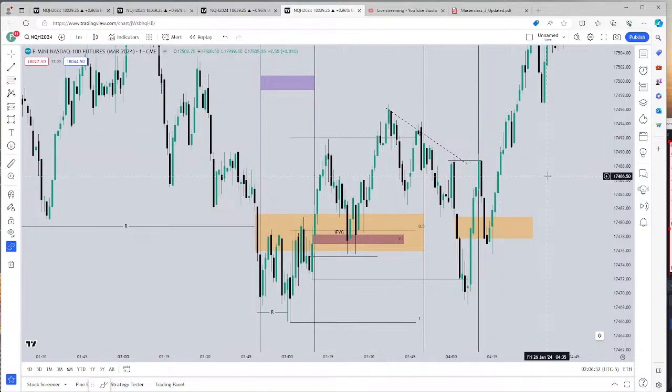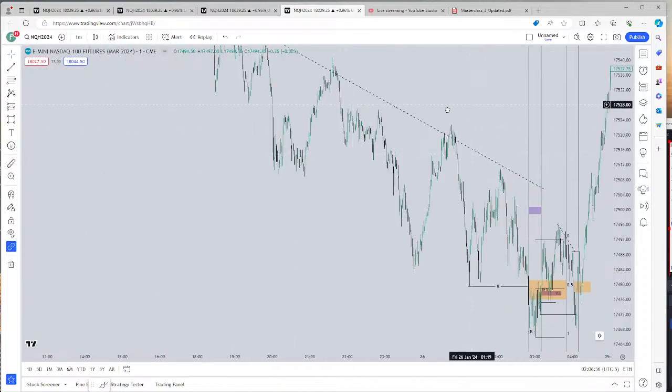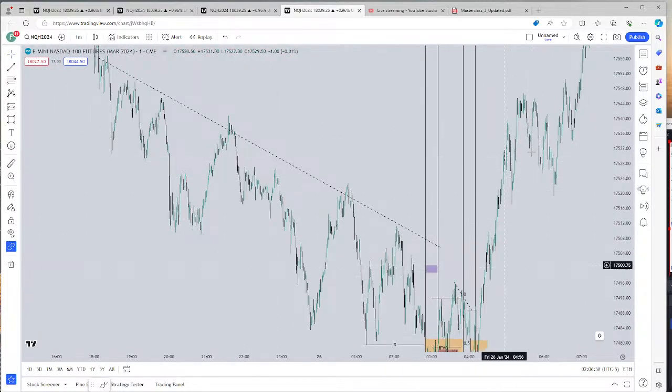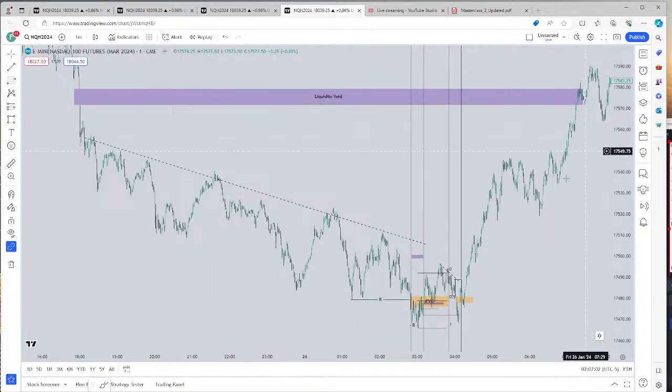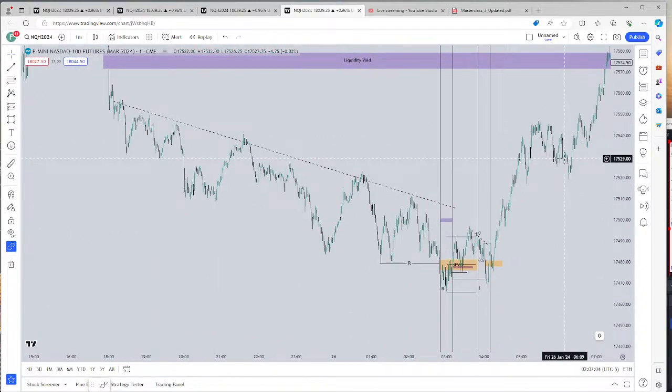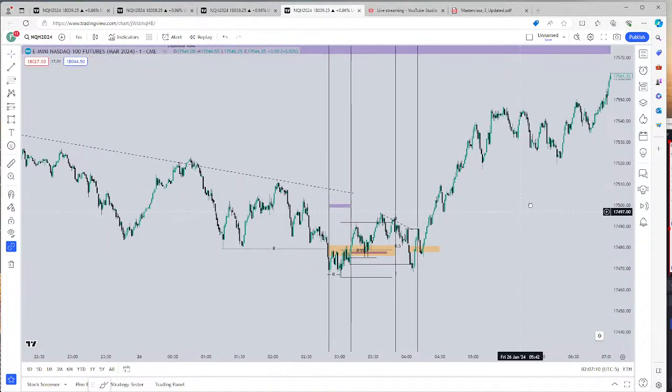And like we talked about before, Joe, we still haven't taken out this. That's still a draw on liquidity. And this is how you know it's a low resistance liquidity run. Look at the aggressiveness, straight up. We take out that liquidity, right? So that's how you know it's a low resistance liquidity run. We did talk a little bit about that before, but that's kind of what it is.